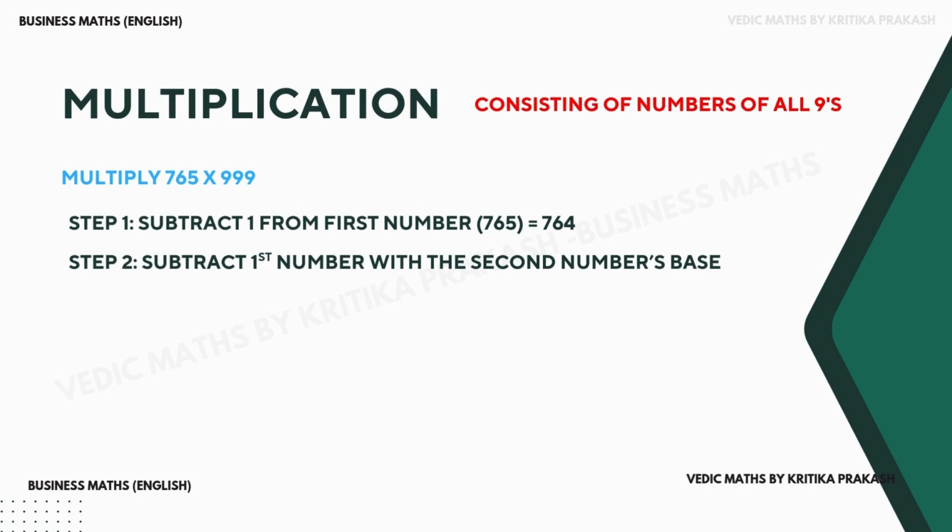Step 2, you subtract the first number from the second number's base. So this number is being multiplied with 999, which is forming 1000 minus 1's value. So the second number base is 1000 minus 765, which would give you the remaining value as 235. Now you need to keep the step 1 value on the left side and the step 2 value on the right side, which would give you the final answer.